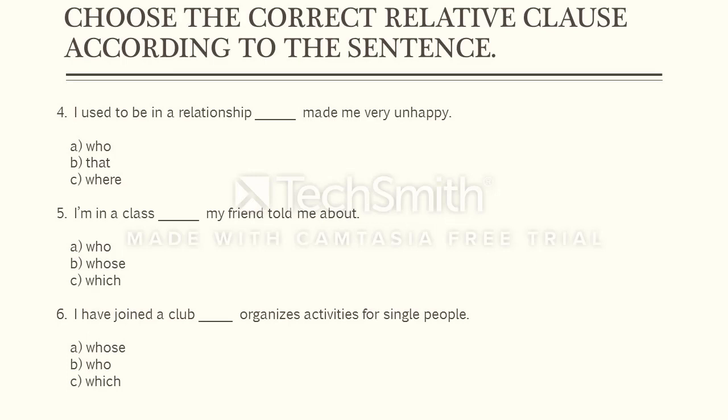Very well. Number four, the same idea here. You have to complete using the correct relative pronoun in this case. So you have number 4: I used to be in a relationship who, that, or where made me very unhappy. So which would be correct? Think about it, write it down as you wish, but remember, something like this is what you're going to see in the midterm test next week. Alright, you completed it? Very well then.